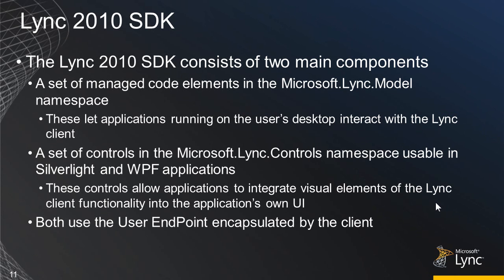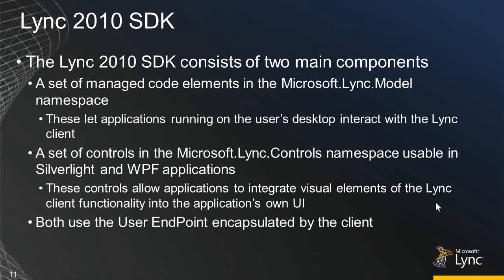In addition, this is the API that supports contextual panels in link conversations, and you'll see more about that in some of the other presentations in this series. The controls allow you to take your Silverlight application or your WPF application and drag and drop those controls into the application to provide various parts of the link client experience embedded in your application's UI itself.